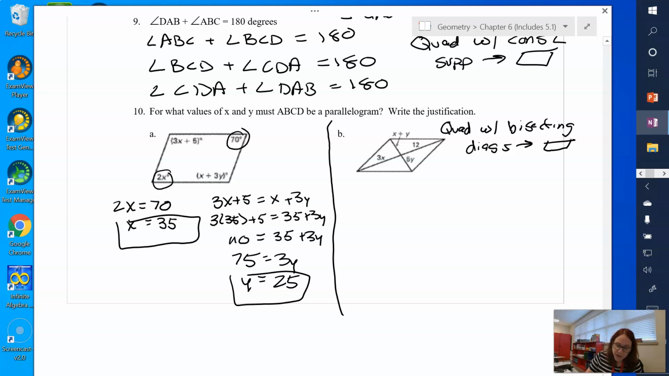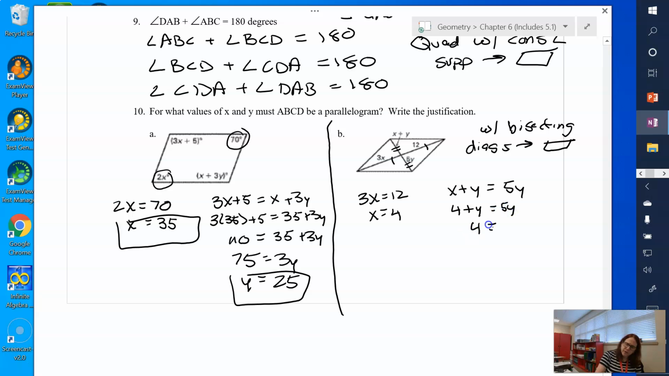I have 3x equals 12, because those two have to be congruent. And for my other two, x plus y equals 5y. So let's go ahead and solve for x. Divide both sides by 3, x equals 4. And now I'm just going to plug in the 4 and solve for y. 4 plus y equals 5y. So 4 equals 4y, y equals 1.